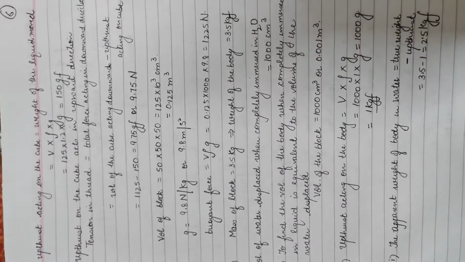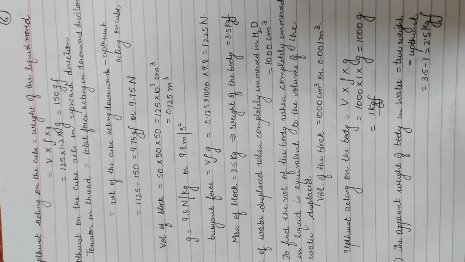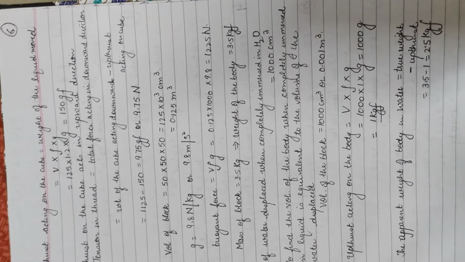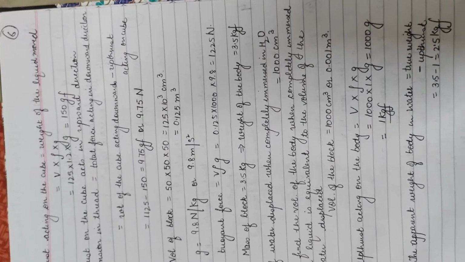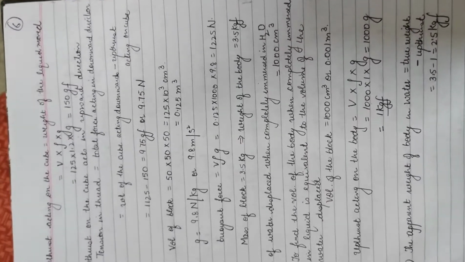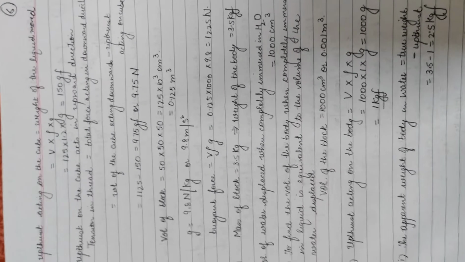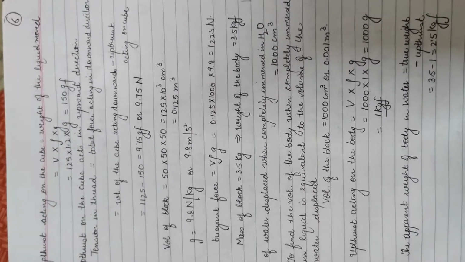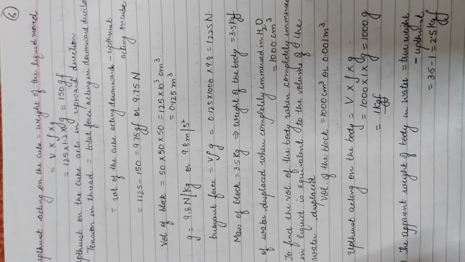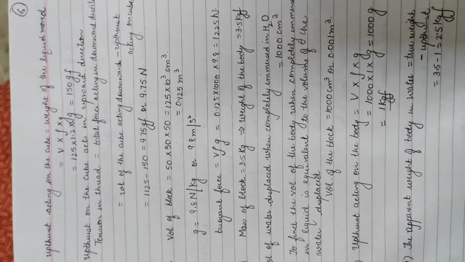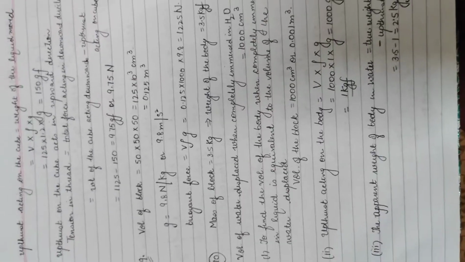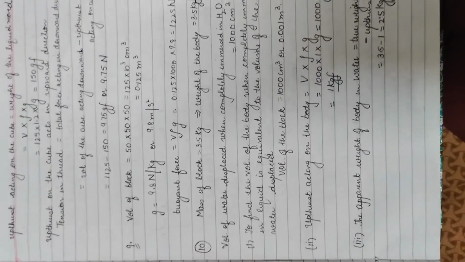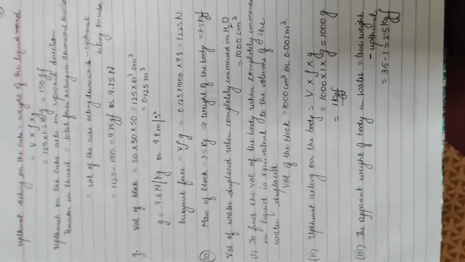Only then you will get the apparent weight, the weight in air, that is the true weight minus the upthrust. Okay, this is the basic formula we are using here. So we will get the value of the tension in the thread, or how much weight of the body is there because of the upthrust. Question number 9.